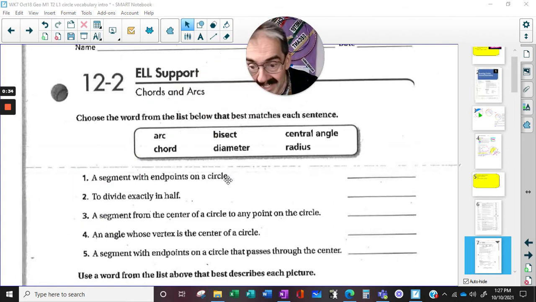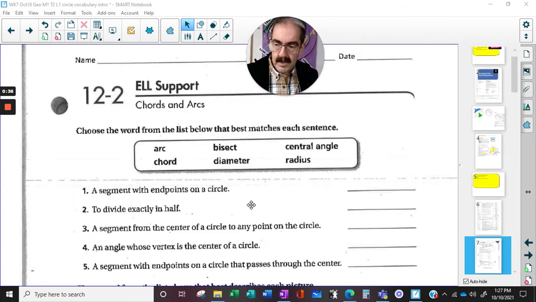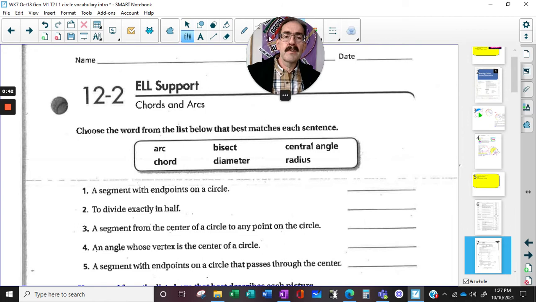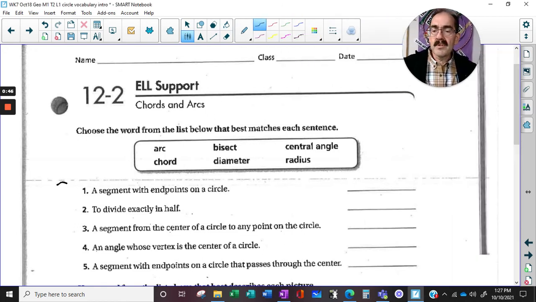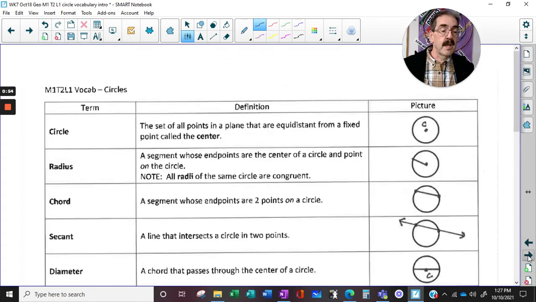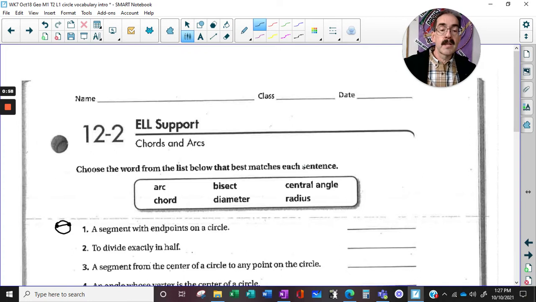A segment with endpoints on the circle. A segment with endpoints on the circle. Okay? So let's draw a little circle here and endpoints on the circle. Kind of like that. Okay? So if you look at your reference sheet, see if you can find it, but right there, chord. All right?